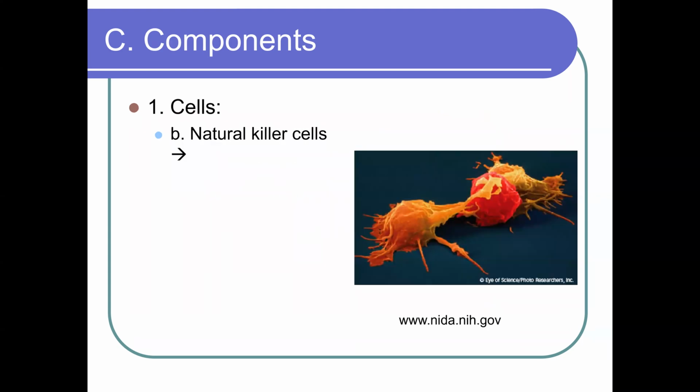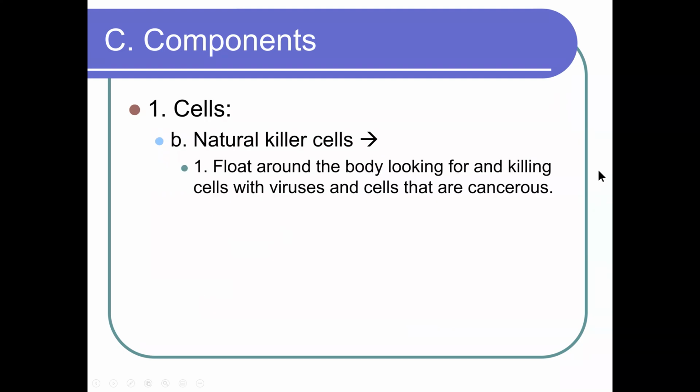They go after bacteria. Okay, we also have natural killer cells. We have another set of cells, and they're actually floating around the body looking for and killing cells with viruses and cells that are cancerous. So we have the neutrophils, which go against bacteria, the macrophages, which go against everything, and then natural killer cells, which are primarily against viruses and cancer.